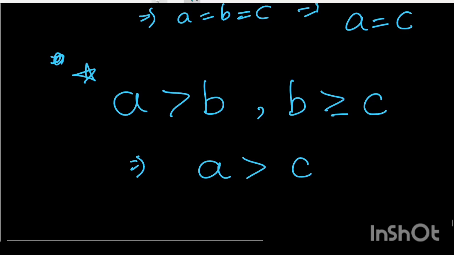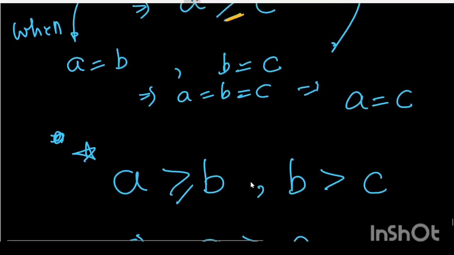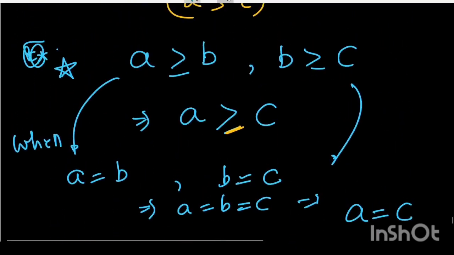So in the same way, it can be established that if I place equality here, A greater than equal to B and B greater than C, in the similar way it can be proved that A is greater than C, equality won't come. Equality will come only when we have equality in A greater than B also and B greater than C also, then only we will get A greater than equal to C, guys.